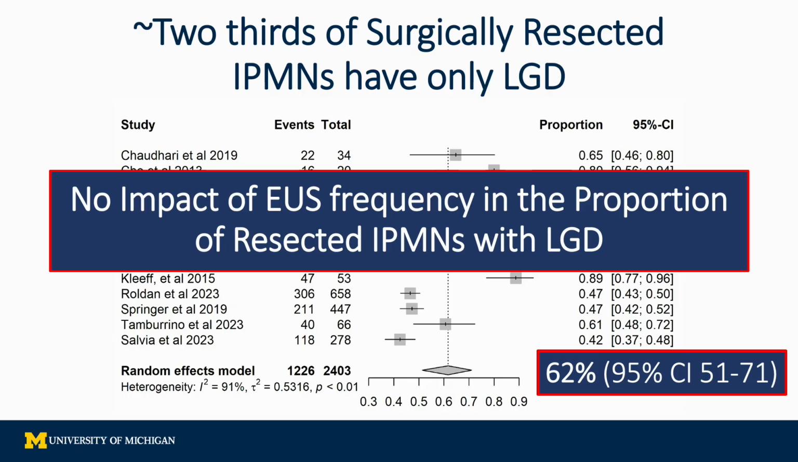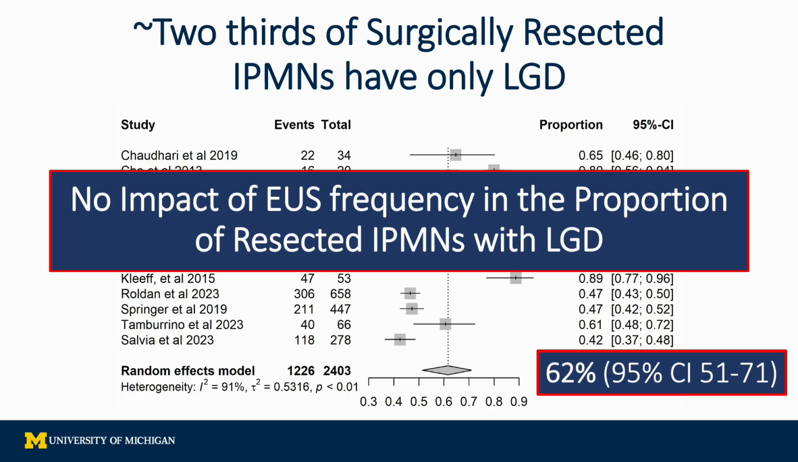Now, when we think about all the IPMNs that we resect, two-thirds of them actually have low-grade dysplasia in this surgical series. And interestingly, you can see that some studies even reported up to 89% had low-grade dysplasia in the resection. And when we look at whether EUS is making a difference, we found that doing a higher number of EUSs in these studies actually did not have any impact on decreasing surgical resections for low-grade dysplasia.